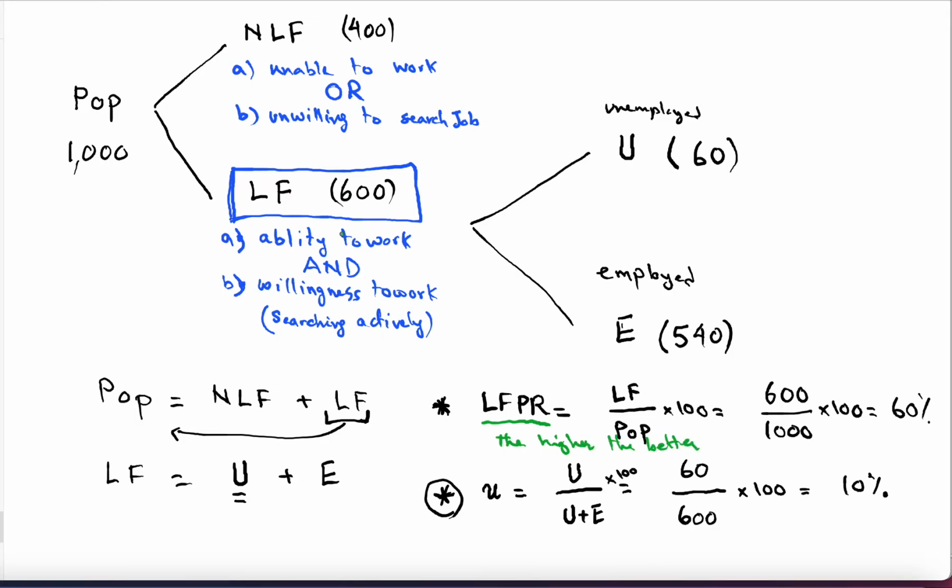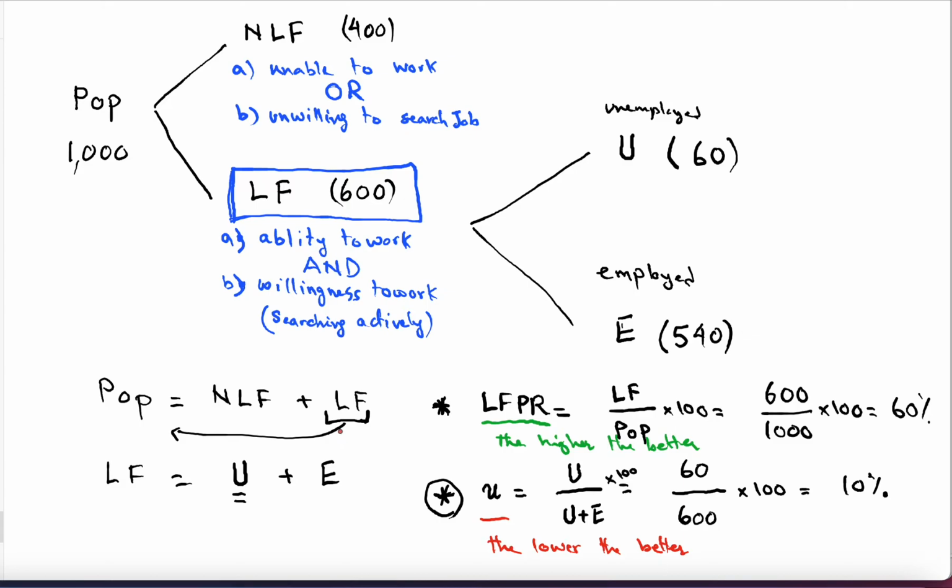The thing is that with the labor force participation rate, the higher the better, because it means that more people are contributing to the working production. And with the unemployment rate, the general rule is this: the lower the better. Later we are going to talk about what would be the best unemployment rate. Is it 0%?